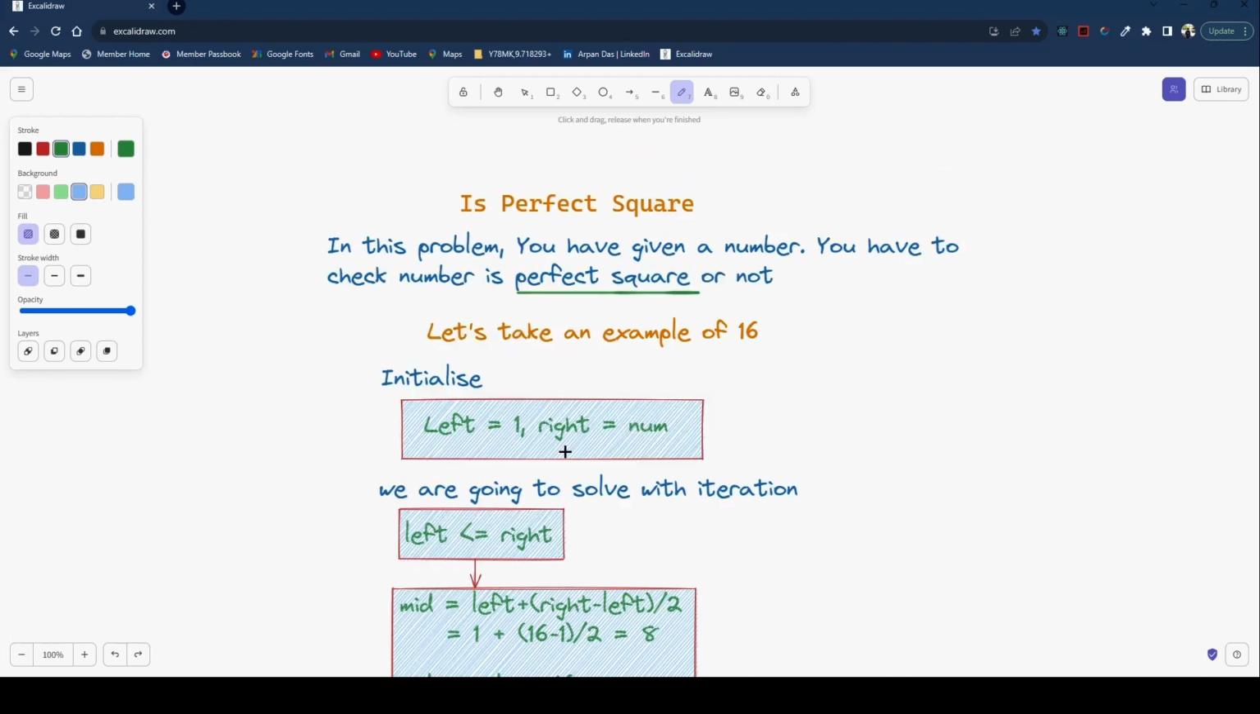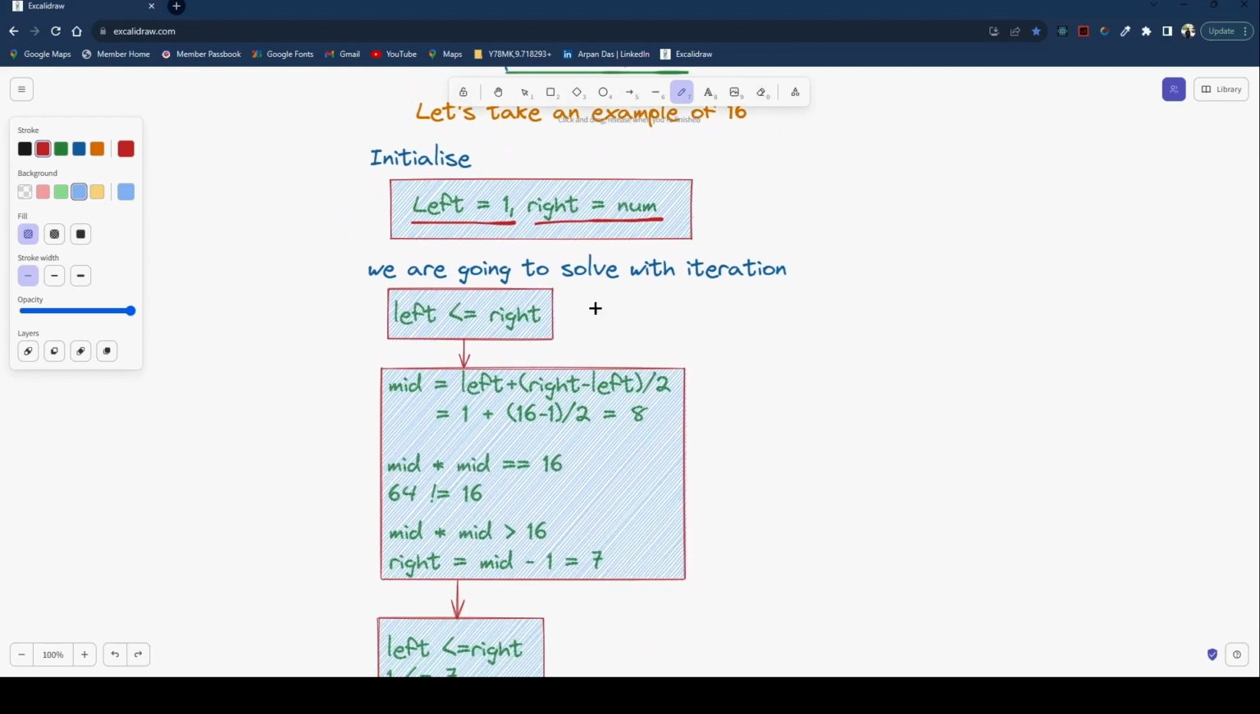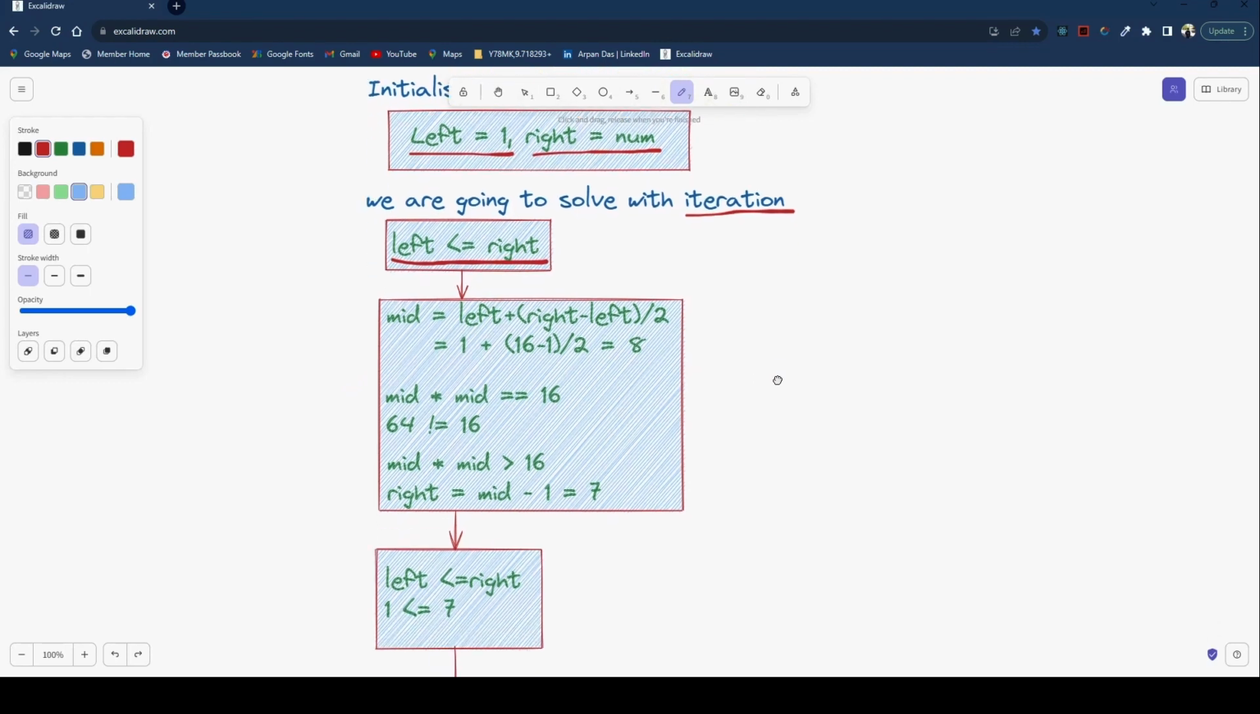Let's take an example of 16. We have to take two variables, left and right. We have to initialize them with left equal 1 and right equal num, so right will be 16. We are going to solve with iteration, like a for loop or while loop. First condition, left is smaller or equal to right, like 1 is smaller than 16. Then we will move to the next step.